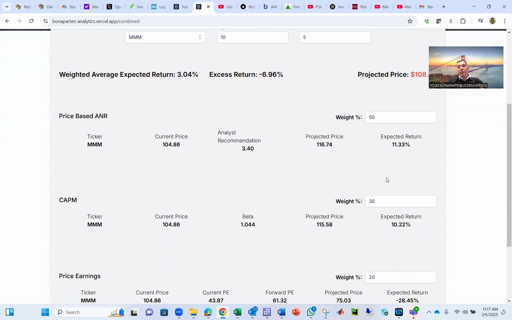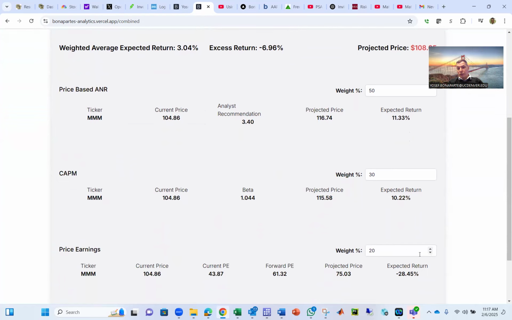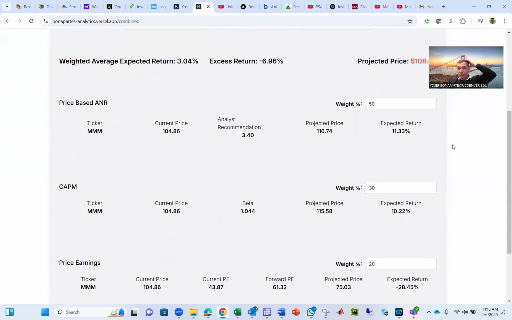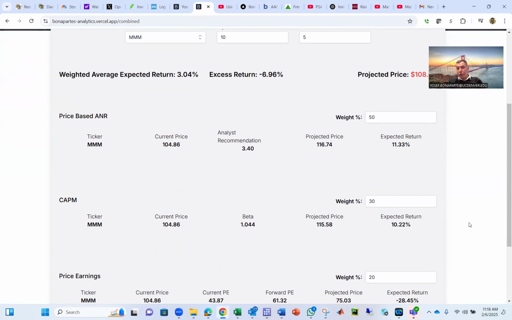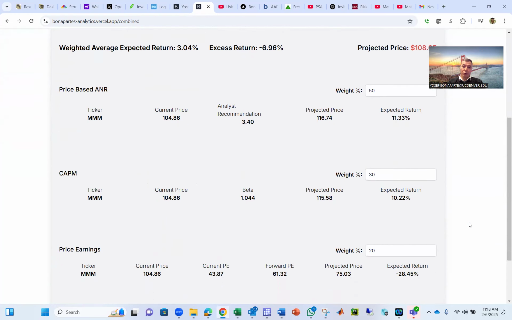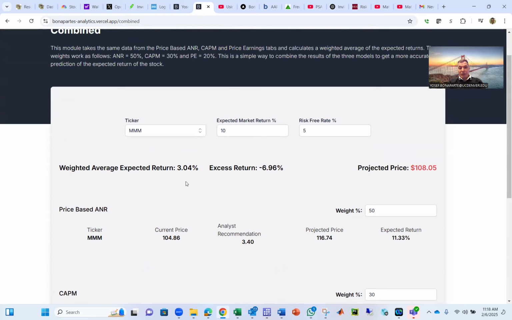So what you're going to use is the weighted model. If you give 50% here, 30 and 20, that's cool. So that's a good spread if you're a first-time analyst doing this. Based on that, you will get projected price to be 108. Excess return, that means Apple average return minus the market return. And that will give you the weighted. So the Apple weighted average is 3%. So from these 3 models, one gives you 0.33 with the weight 50%, one is 10.22 with the weight 30, but you have one with a negative that much. So on average, you get expected return 3.